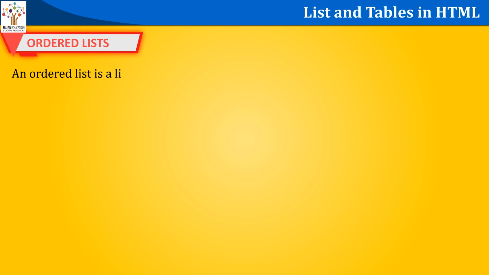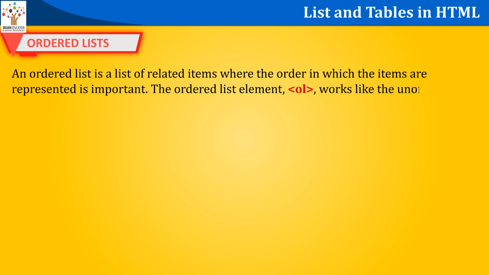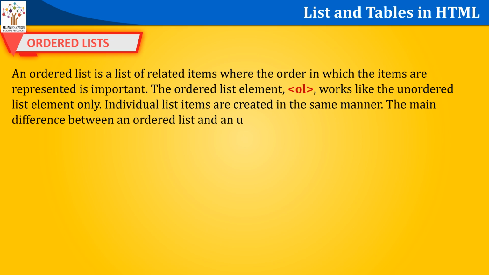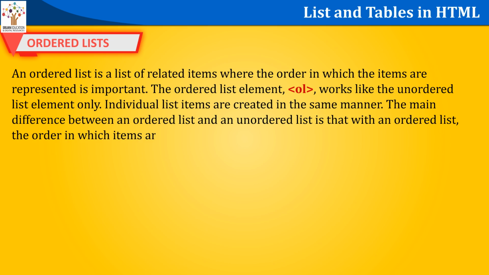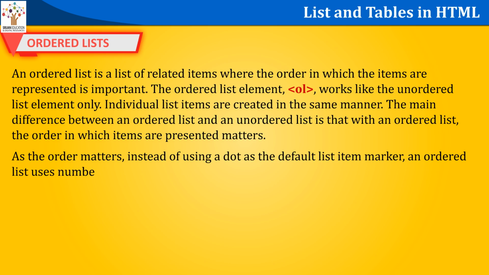Ordered lists. An ordered list is a list of related items where the order in which the items are represented is important. The ordered list element, OL, works like the unordered list element. Individual list items are created in the same manner. The main difference between an ordered list and an unordered list is that with an ordered list, the order in which items are presented matters. As the order matters, instead of using a dot as a default list item marker, an ordered list uses numbers.